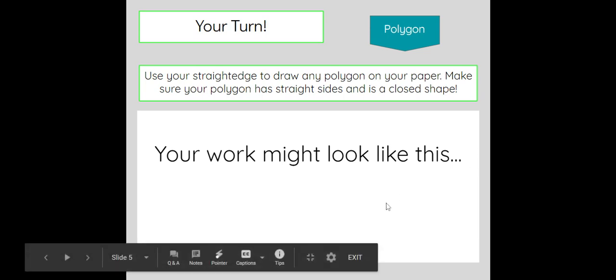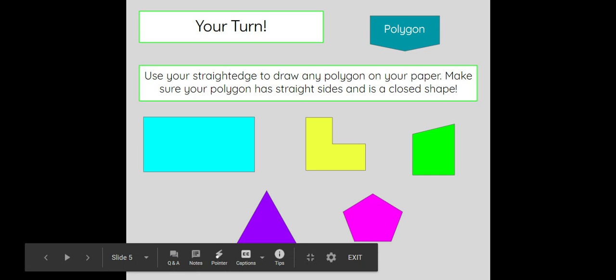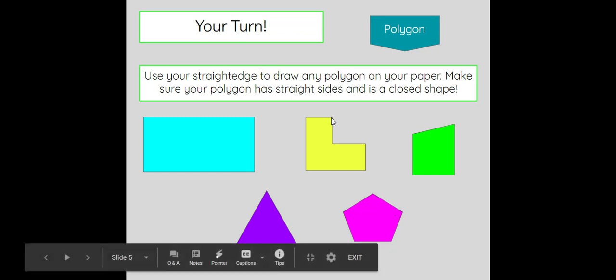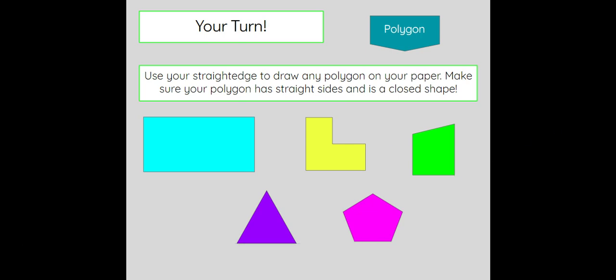So your work might look like this. These are just some examples. Some are familiar shapes, like a rectangle or a triangle or a pentagon, and some are more unusual. 1, 2, 3, 4, 5, 6. Still a hexagon, but it's not likely what you're used to thinking of when you hear the word hexagon.